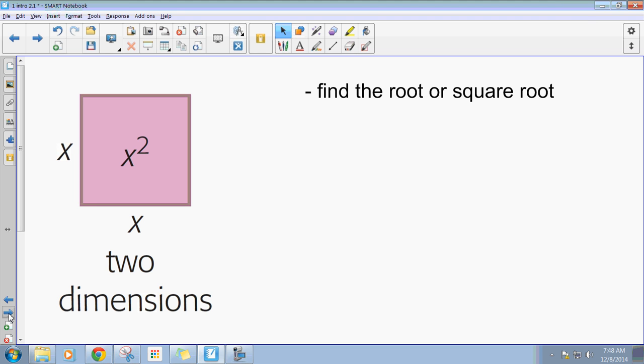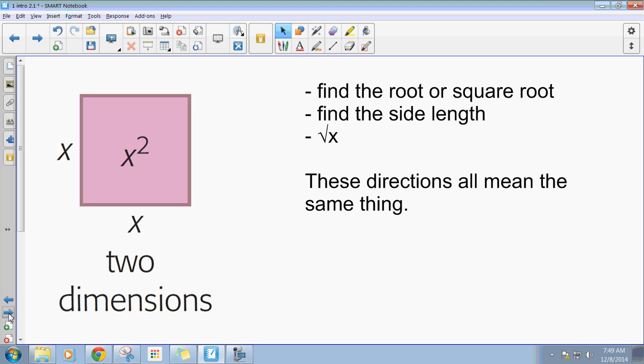Going in the other direction, when they ask us to find the root or the square root, it means the same thing as if they give us the area and ask us to find the side length, or they ask us to find the root of x. These directions all mean the same thing. It would look like this. They give you the square, tell you the area, and ask you to find the side length. Or they ask you to find the root of 49, which is the same thing as the root of 7 times 7, and the answer is simply 7.